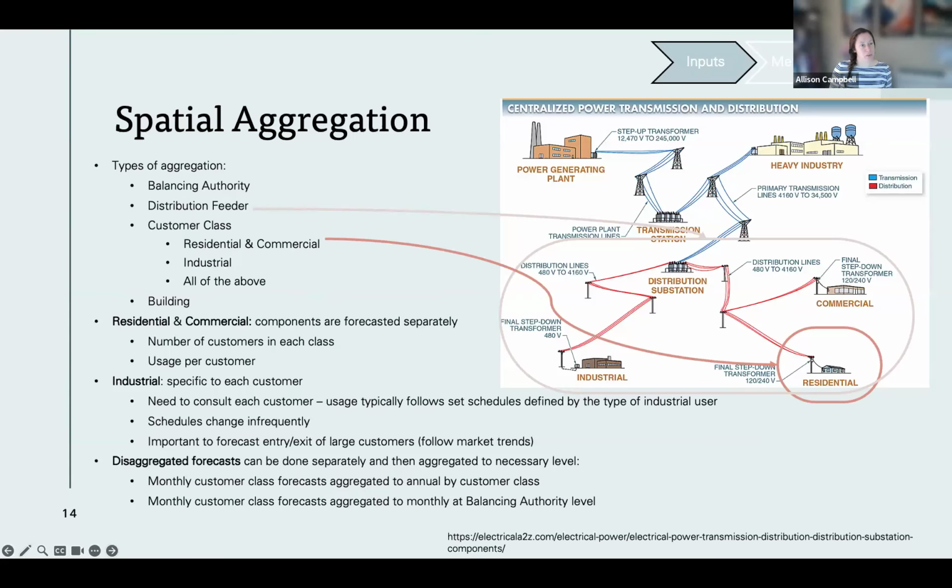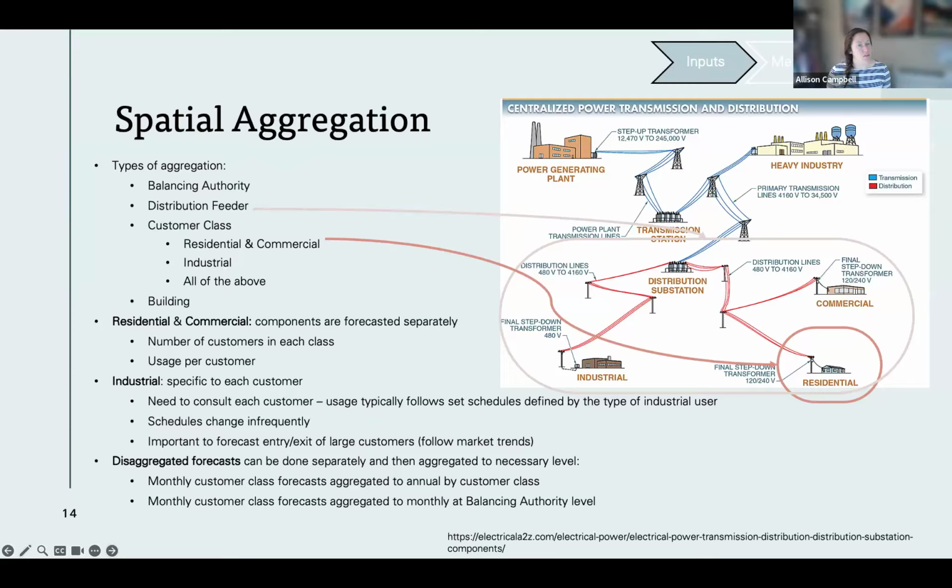So in greater detail, we can look at spatial aggregation. The visualization on the right is that of your transmission and distribution utility. If we look at the different types of aggregation, let's look for a moment at the distribution feeder. I've circled everything that is below the distribution substation to give you an idea of everything that would be included in our forecast of, for example, loads below the distribution station. So this would be all of the customers below there.